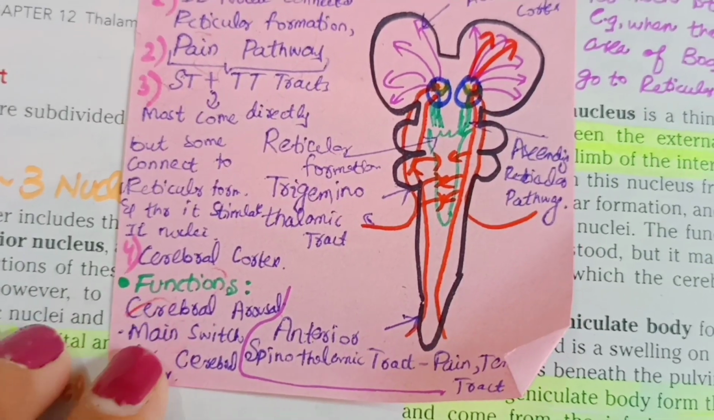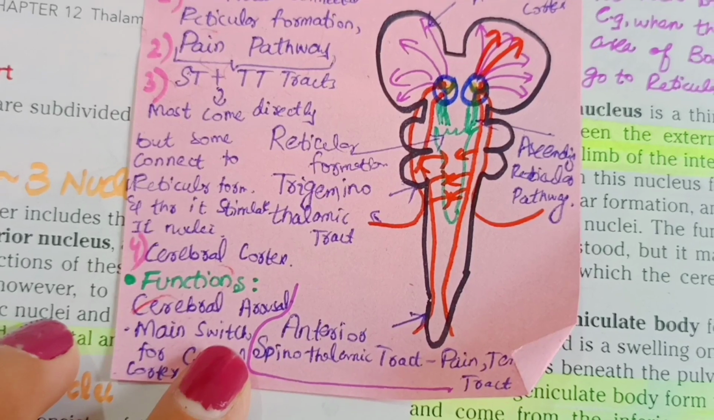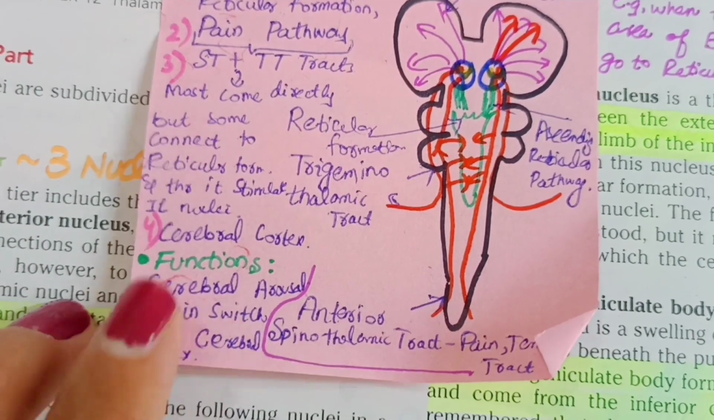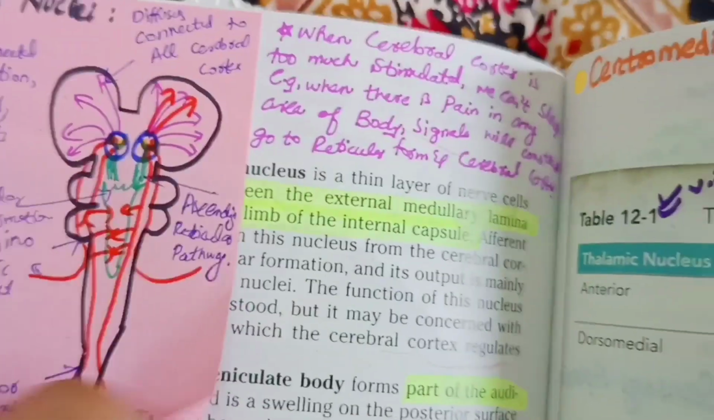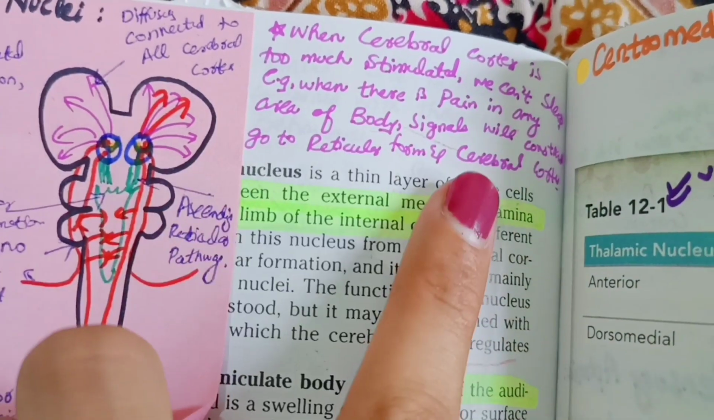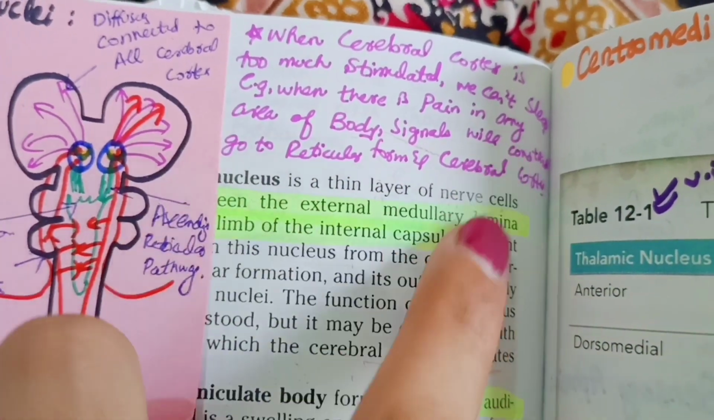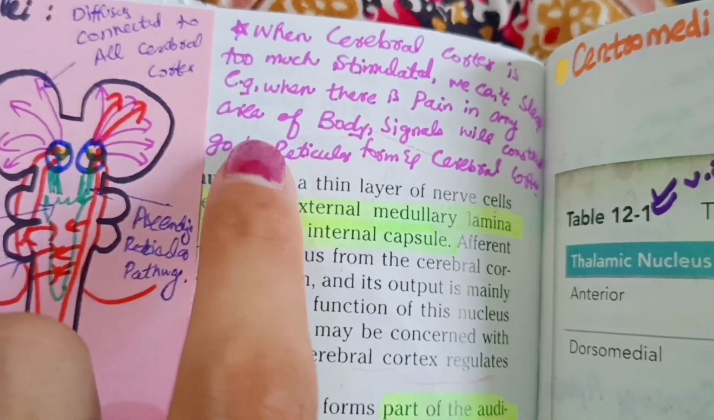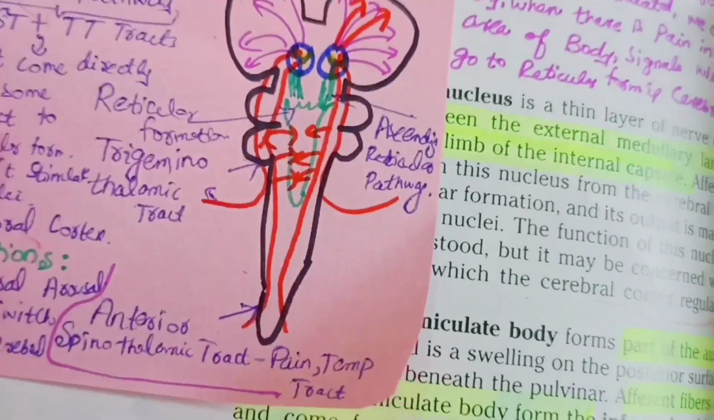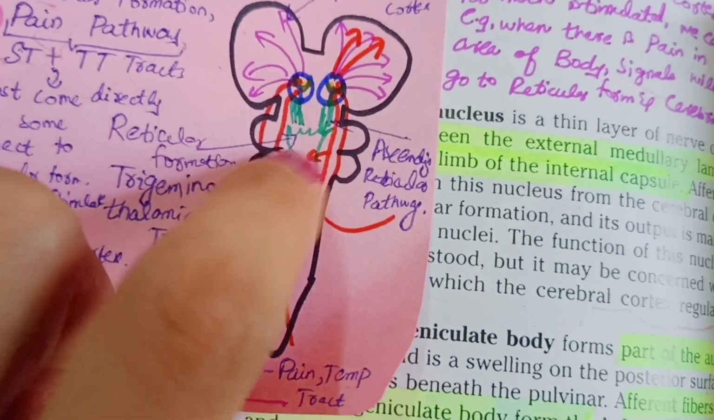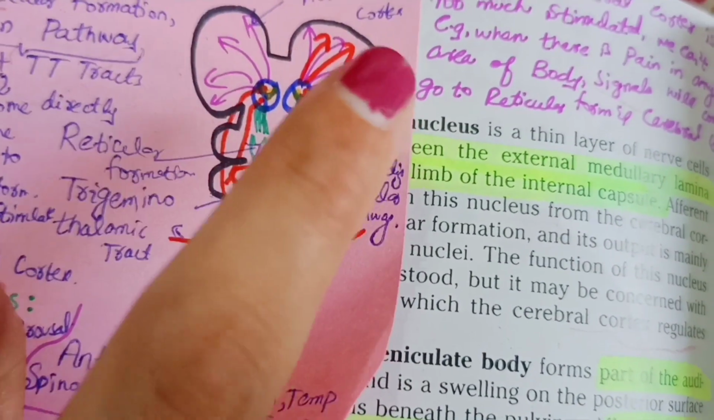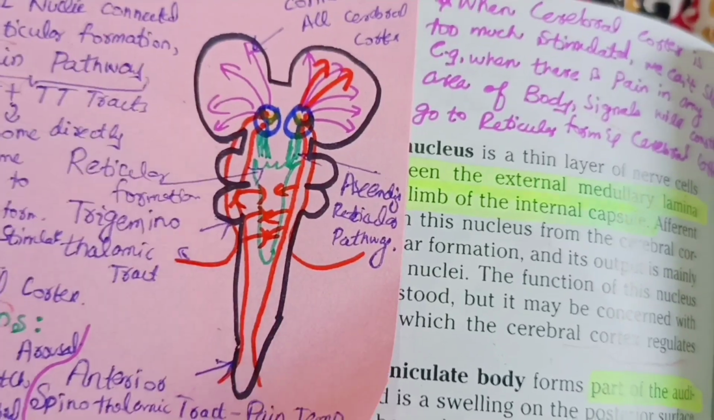The main function of these intralaminar nuclei is that they are responsible for cerebral arousal, acting as the main switch for the cerebral cortex, and they are basically responsible for the level of consciousness and alertness in an individual. For example, when the cerebral cortex is too much stimulated, we can't sleep. For example, when there is pain in any area of the body, signals will constantly go to the reticular formation and to the cerebral cortex. It means the cerebral cortex will be too much aroused and the signals will not be diminished. It means when we need to sleep, there will be some switch in the form of the intralaminar nuclei that will basically switch off the cerebral cortex so that we do not receive these types of senses anymore, or receive them in a weaker form.